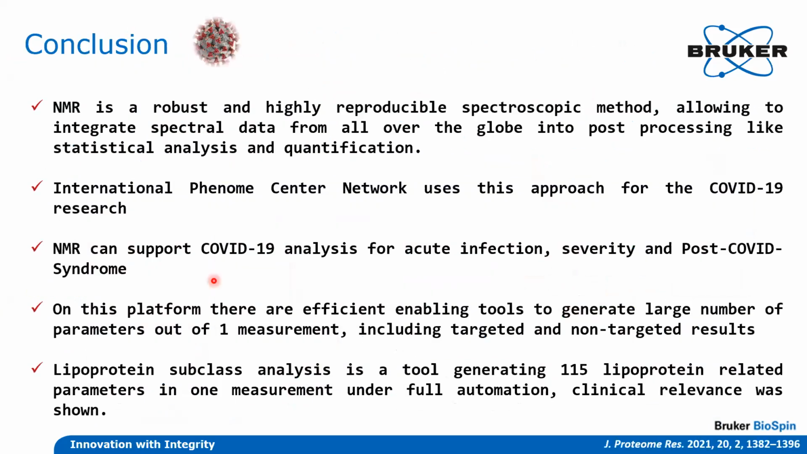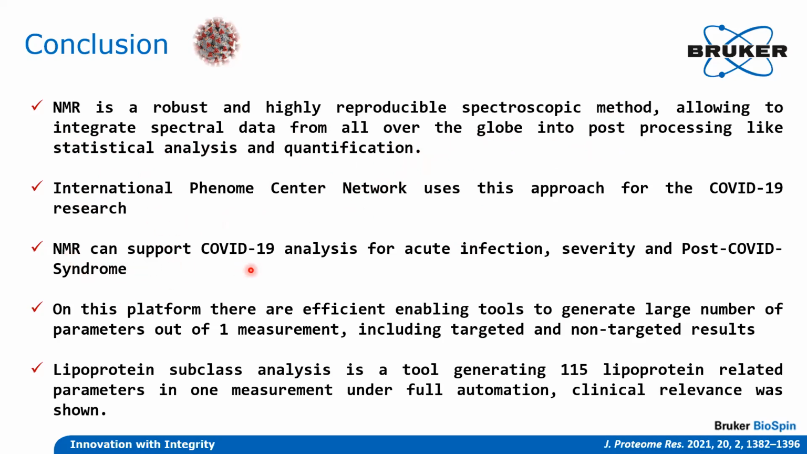Here, I want to make some conclusions. NMR is a robust and highly reproducible spectroscopy method. It allows us to integrate the spectral data from all over the groups into post-processing like statistical analysis and quantification. So you can share your data amongst labs as long as you follow the SOP. The International Phenome Center Network uses this approach for COVID-19 research, because we need to collect many data, share the data, and combine the data as well.